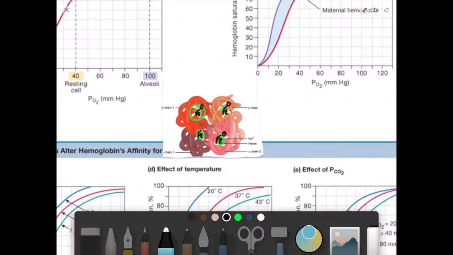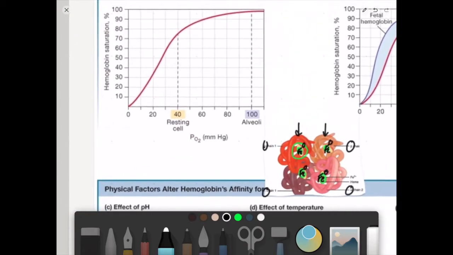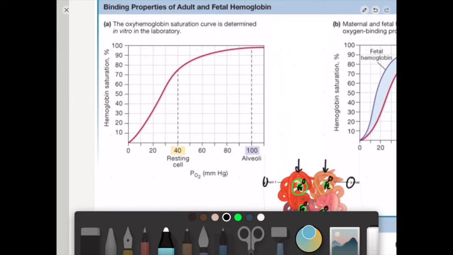So we have oxygen molecules bound to hemoglobin, 4 of them, 1 on each subunit. And these subunits can vary. Here, this is a beta chain, an alpha chain, a beta chain, and an alpha chain, which is typical of adult hemoglobin. Over 90% of our hemoglobin is made of 2 alpha and 2 beta chains. This is hemoglobin A.